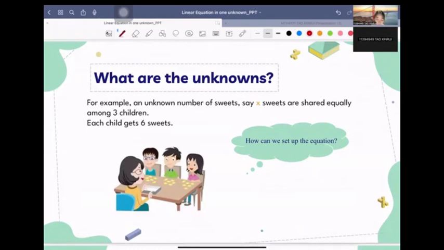So before we start, I want to ask, can we solve real life situations through unknowns? For example, an unknown number of sweets: we say that X sweets are shared equally among 3 children, and each child gets 6 sweets. So how can we set up the equation through the unknowns? There are X sweets, so the total number is X, and there are 3 children, so we divide by 3, and we get each child 6 sweets. So this is the equation of the unknowns.